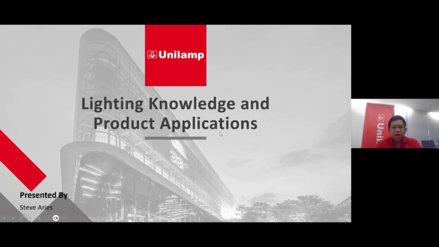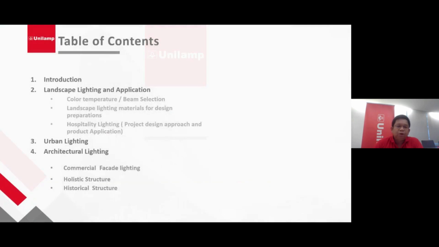I'm going to discuss all the topics that are shown in this table of contents. So, introduction, we'll do the introductions. Then I'll go with the landscape lighting application. Under the lighting applications, we have the color temperature and beam selection, and landscape lighting materials for design preparations. This is also very important because sometimes we receive inquiries or requests coming from you guys, and then we need these materials. Also, the hospitality lighting.